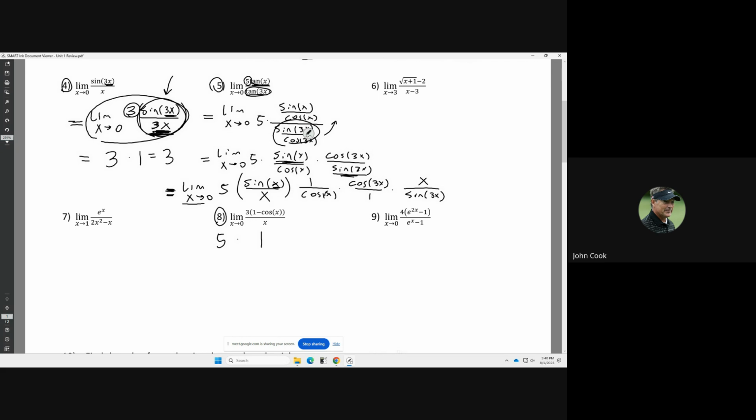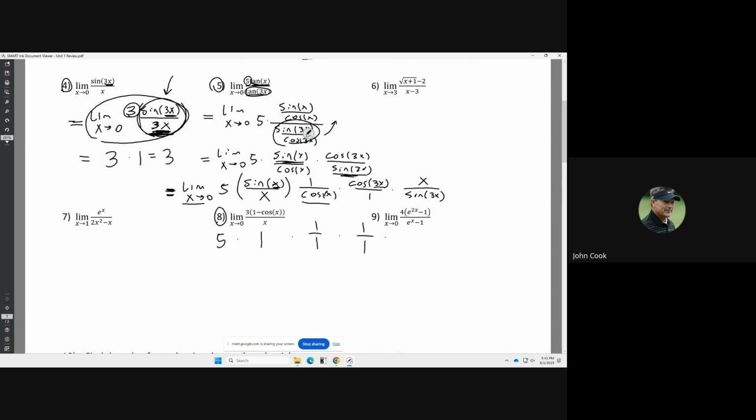And if I keep moving along, if I plug in 0 to this expression over here, cosine of 0 is 1. So this becomes 1 over 1. And then if I plug in 0 to this, 3 times 0 is 0. Cosine of 0 is 1. So that becomes 1 over 1. And then there's this last part.